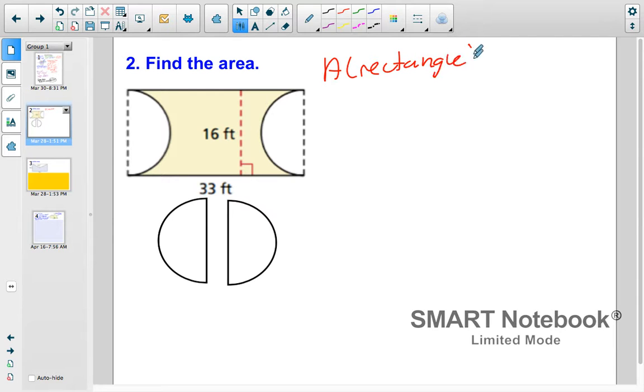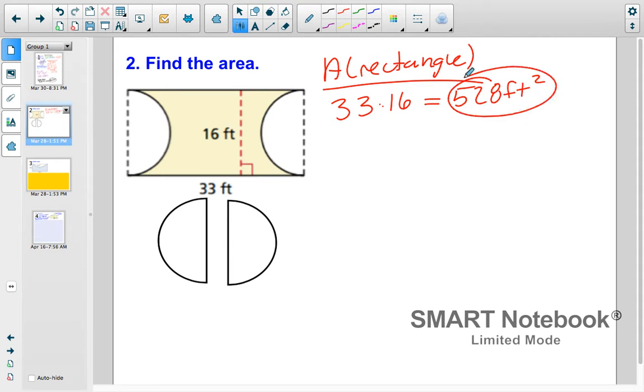Now, do you need to copy down the formula for area every single time? No. If you know what you're doing, go for it. So here I'm going to take 33 times 16, and that'll get me my base times height for the rectangle, which is 528 feet squared. There's one area done. Now I've got to find the area of the circle.